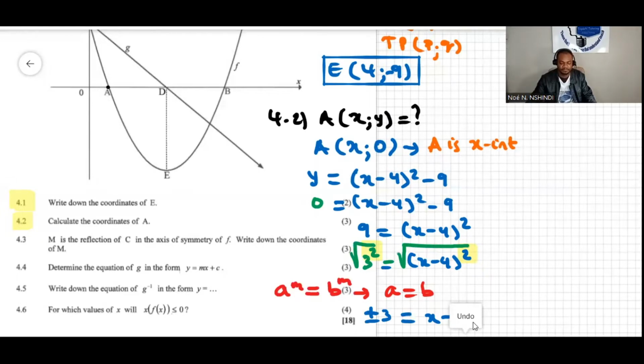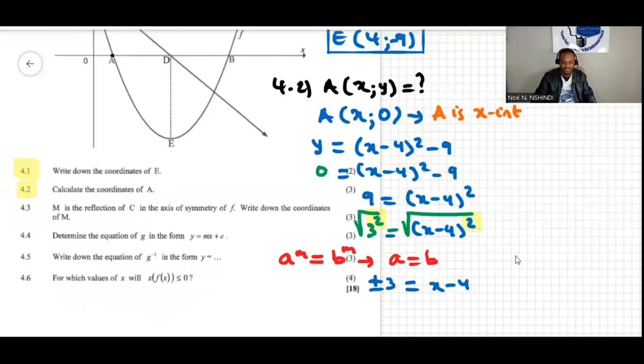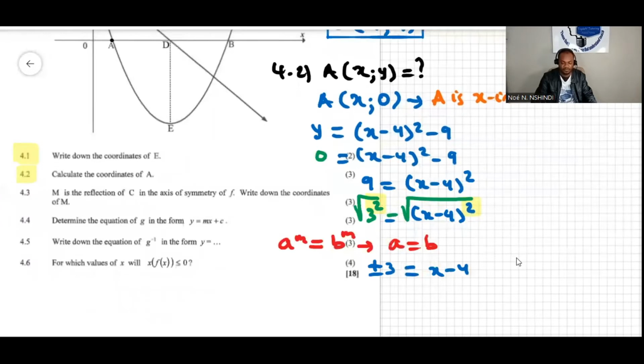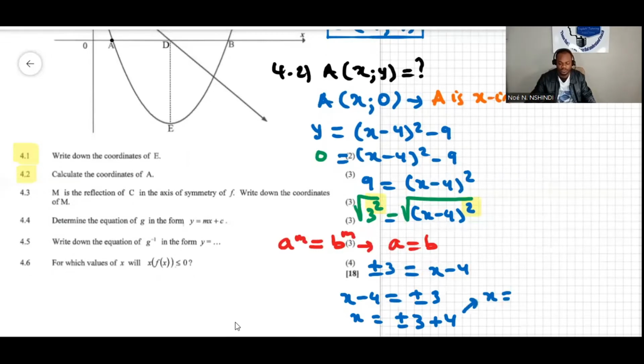If I move the negative 4 over, let me just write x minus 4 equal to plus minus 3, I reverse the order. So if I move the negative 4 over, x equal to plus minus 3 plus 4. So there are two possible answers here. Either x equal to 3 plus 4, which is 7, or negative 3 plus 4, which will be 1.